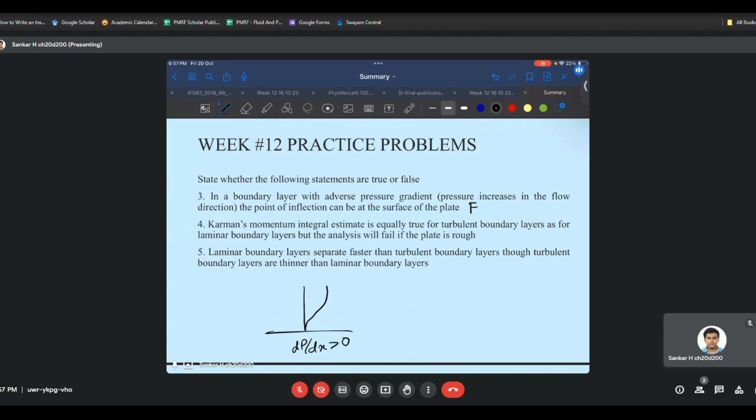Next, Karman's momentum integral analysis is equally true for turbulent boundary layers as for laminar boundary layers, but the analysis will fail if the plate is rough. That statement will be false because Karman's momentum integral analysis is there for both turbulent and laminar boundary layers, and it will stay true even if the plate is rough.